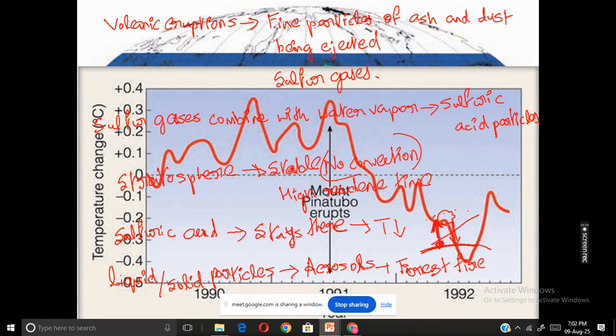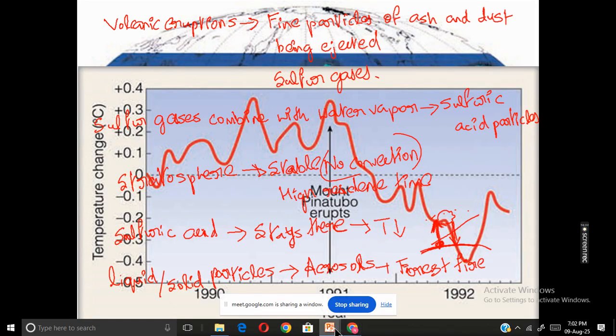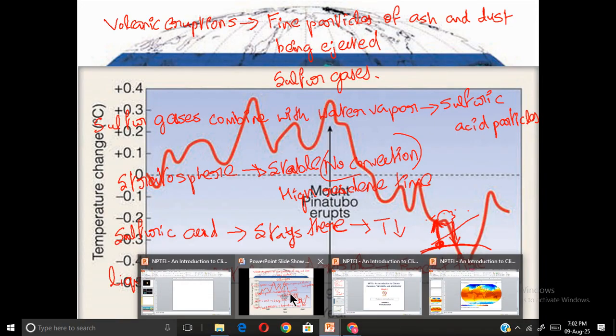I'll just copy paste the figure into a new slide so that you'll be able to see that. You are not able to see it here.